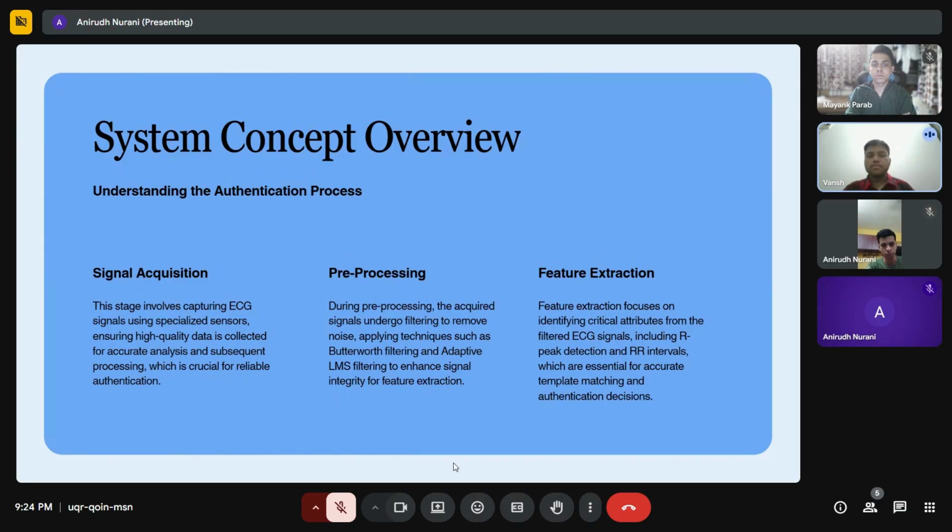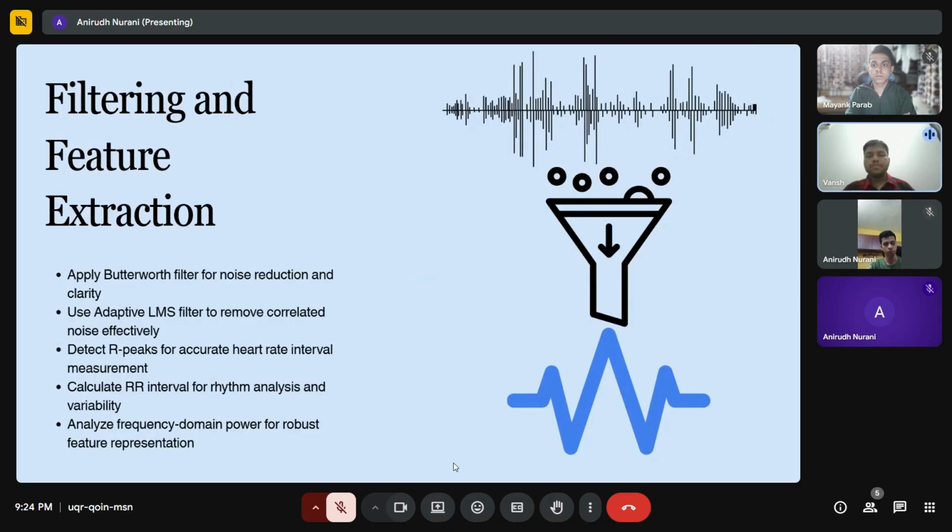Second up is pre-processing. The simulated ECG is mixed with various noises such as baseline drift, power line interference, and random disturbances. We then use two filters for it: a Butterworth filter to remove high frequency noise, and an adaptive LMS filter that automatically adapts to minimize correlated noise while preserving the ECG's true waveform.